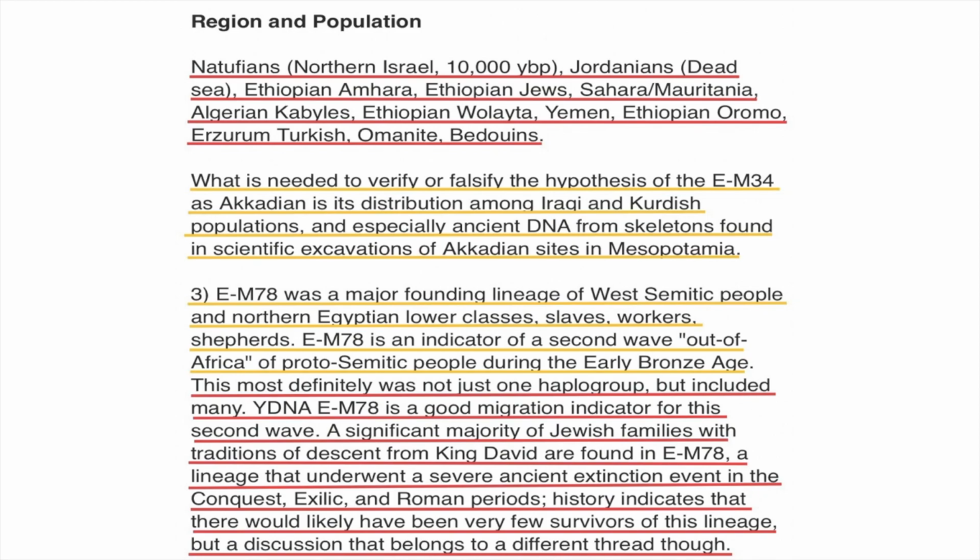This most definitely was not just one haplogroup, but included many. Why DNA E-M78 is a good migration indicator for this second wave: a significant majority of Jewish families with traditions of descent from King David are found in E-M78, a lineage that underwent a severe ancient extinction event in the conquest, exilic, and Roman periods. History indicates that there would have been very few survivors of this lineage, but that's a discussion that belongs to a different thread.